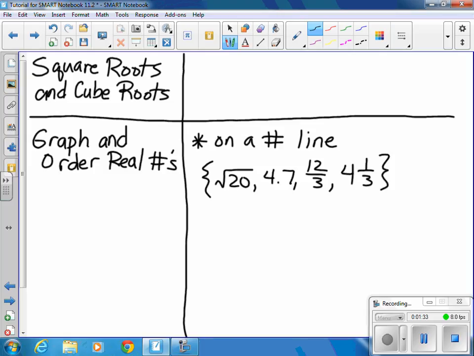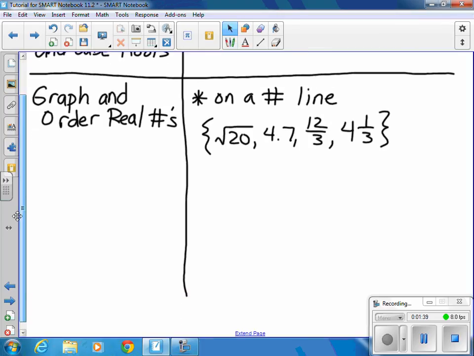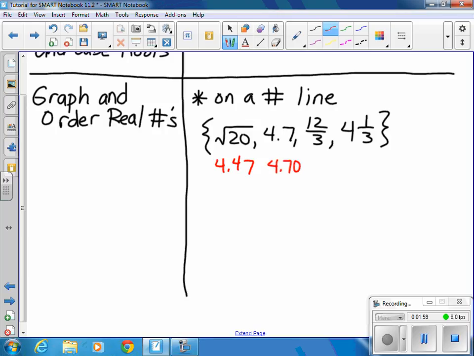Okay. Now with these set of numbers, before we can even put them in order or graph them on a number line, we need to convert them into decimal format so that we can better understand who's smaller and larger. So for the square root of 20, when you type it in the calculator, you roughly get about 4.47. Okay. 4.7 is also already a decimal. I like to have them equal in length, so because I have two numbers behind the 4.47, I'm going to make this 4.70. It's easy to compare them when they're the exact same length.